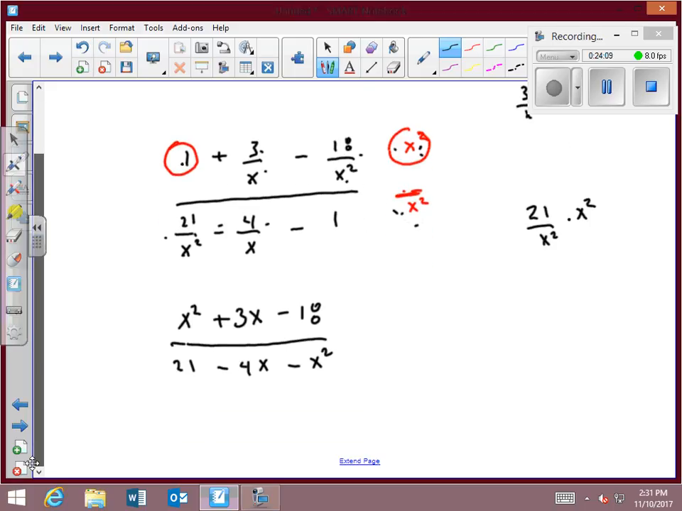Now then, is that thing ready to be factored? The numerator is, but the denominator is not, is it? Because what should it be written as? Descending order, leading term positive, right? Well, if I write it in descending order, it's a minus x squared minus 4x plus 21. Is that right?